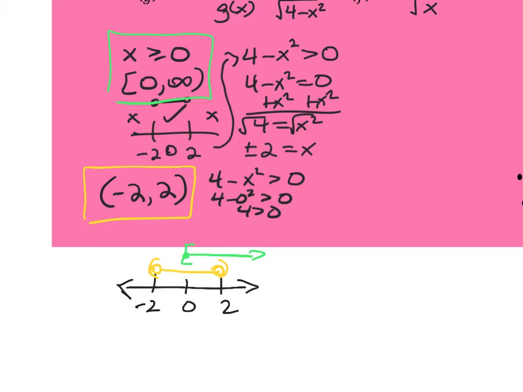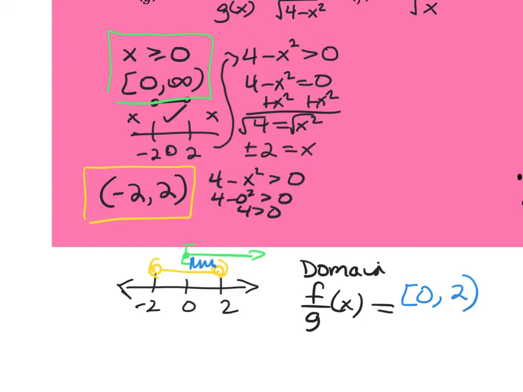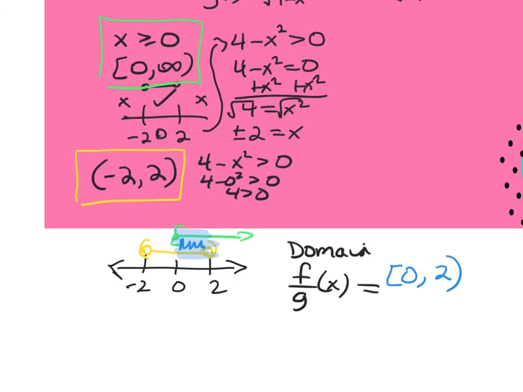The domain of the combined function, so the domain of f over g of x is going to be the intersection, or where we see green and yellow. So the domain here is going to be bracket at 0 to 2 with the parentheses. So it's only this little section right in here that is the domain of f of x divided by g of x. So it's the intersection of both domains.